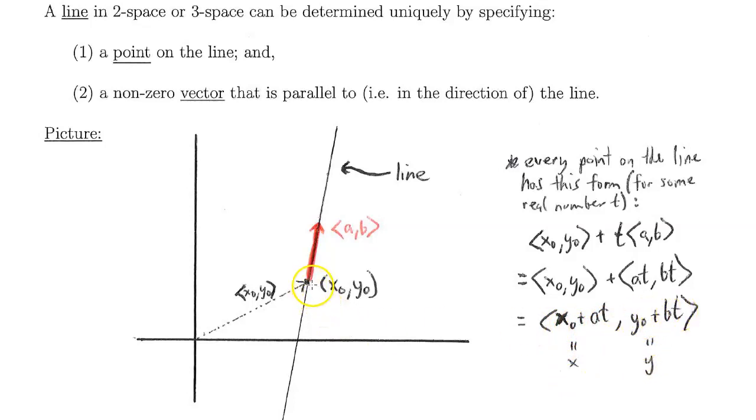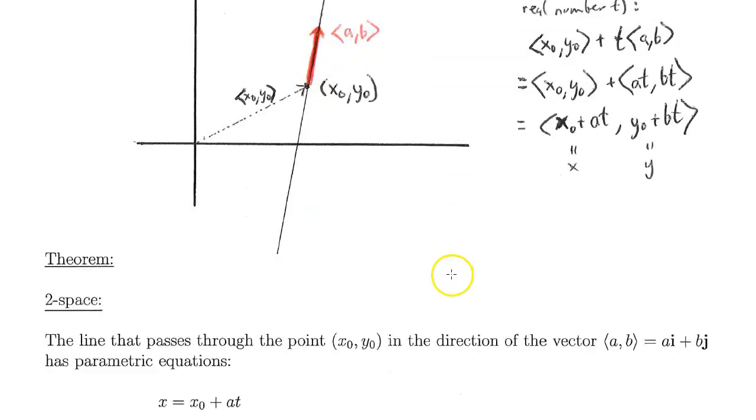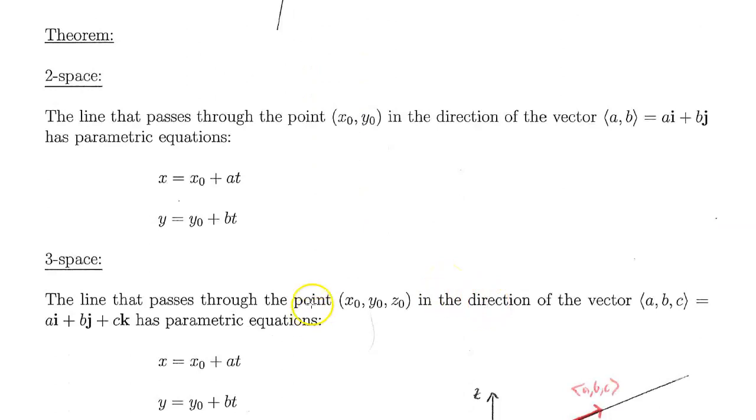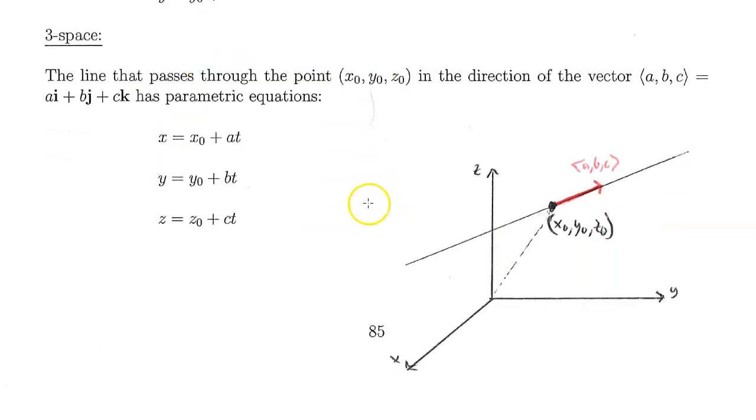Now remember, x naught, y naught was this original point that we had along the line. And the a and the b were the components of the direction vector. So here's a theorem. And by the way, this also works in 3-space. I'll draw a picture for that. So in 2-space, the line that passes through the point x naught, y naught in the direction of the vector ab, or ai plus bj, has parametric equations x equals x naught plus at, y equals y naught plus bt. And you can do a similar thing in 3-space.